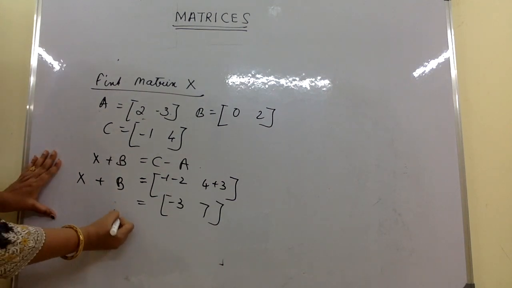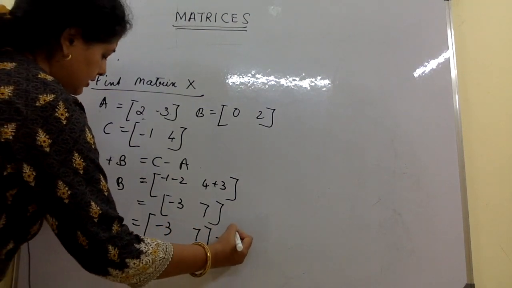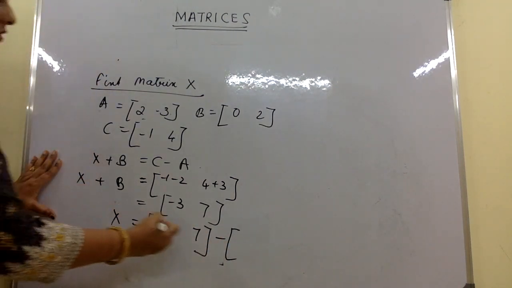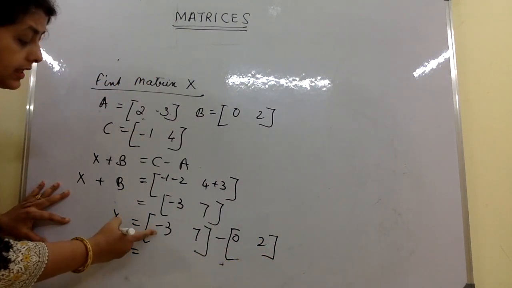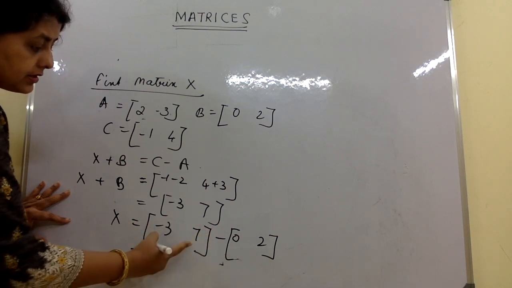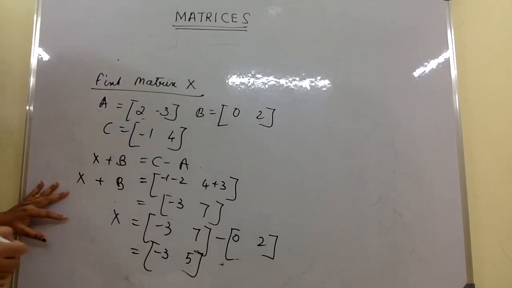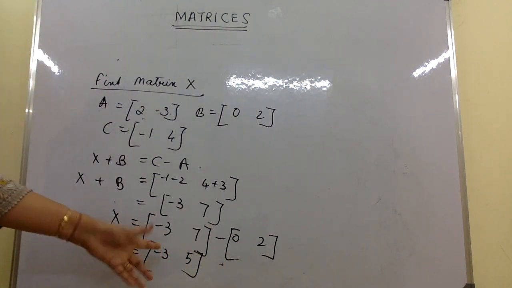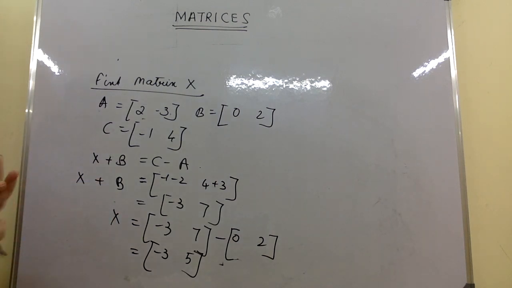Now let's take X is equal to minus 3, 7 minus B, just like we do in linear equations, 0, 2. Now how much does it come to? That comes to minus 3 minus 0. So that is minus 3, and this is 7 minus 2, that is a 5. So this is minus 3, 5. Don't write a comma. So I have got the value of X in this matrix. So it is exactly like linear equations only.